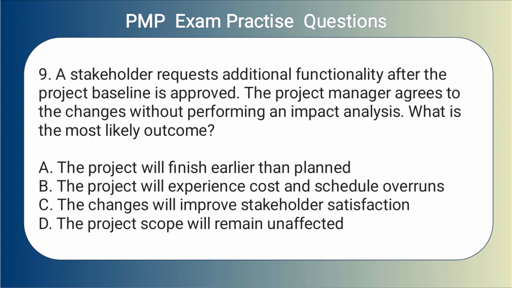9. A stakeholder requests additional functionality after the project baseline is approved. The project manager agrees to the changes without performing an impact analysis. What is the most likely outcome? A. The project will finish earlier than planned. B. The project will experience cost and schedule overruns. C. The changes will improve stakeholder satisfaction. D. The project scope will remain unaffected.